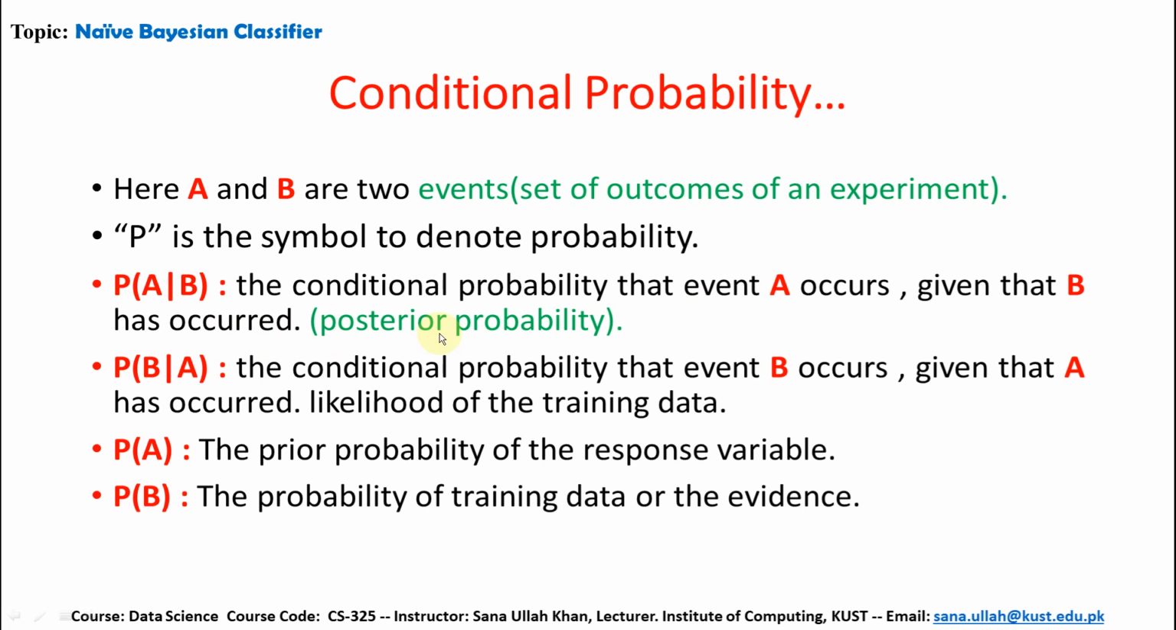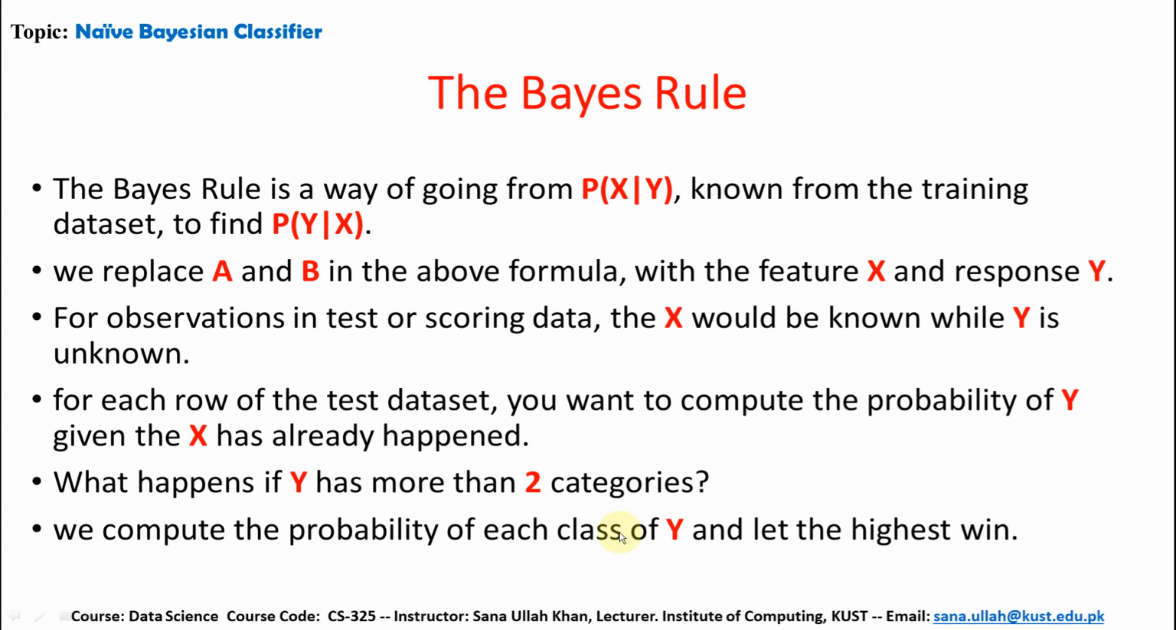It is called the posterior probability. P(B|A) is the conditional probability that event B occurs given that A has occurred, the likelihood of the training data. P(A) is the prior probability of the response variable, known on the basis of the events. P(B) is the probability of the training data, the evidence. Bayes' rule is a way of going from the probability of X given Y, known from the training data set, to find the probability of Y given X.